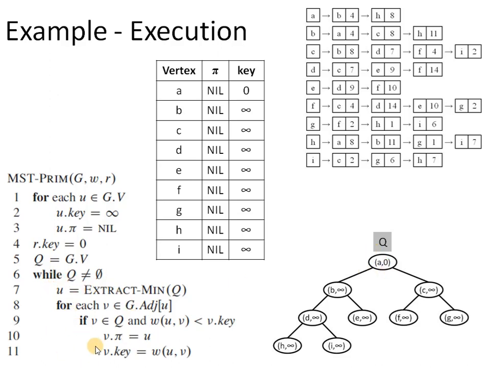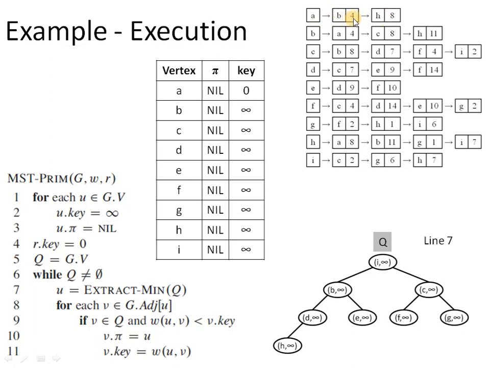Next we have to start with the execution of the while loop. So we will first extract the min. Vertex A will be extracted. Accordingly, the heap will be updated. And now we have to scan the adjacency list corresponding to vertex A, which we have just deleted from the heap. Adjacency list of A has two vertices B and H.